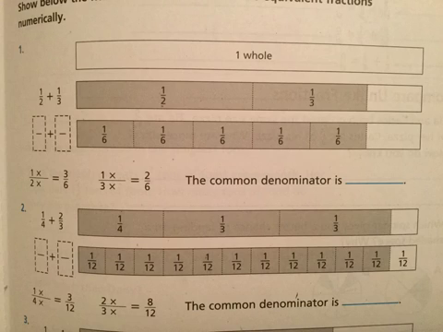Alright, now turn your books to page 207. Now let's put this finding the easy common denominator into practice. At the top it says find equivalent fractions for each fraction. To add them, they must have the same denominator. We call this a common denominator like we've talked about. Show below the number lines how to find the equivalent fractions numerically.